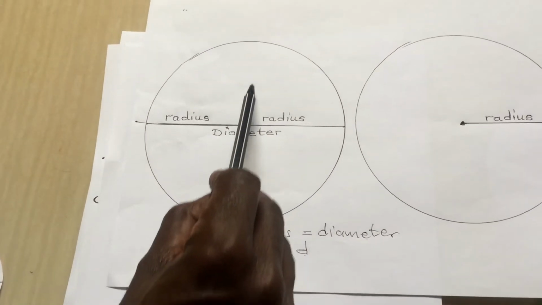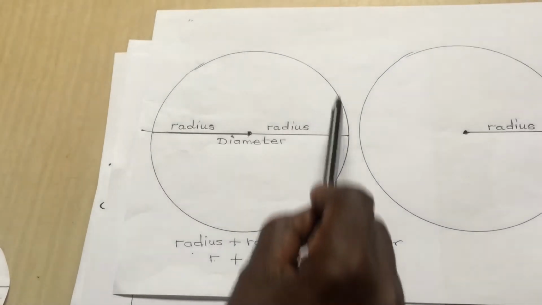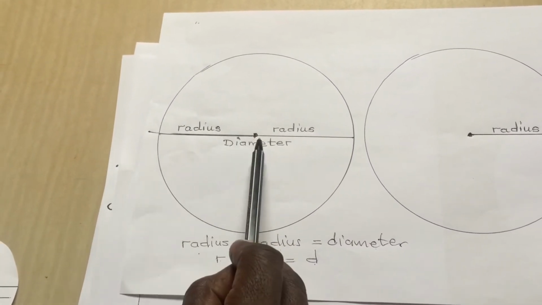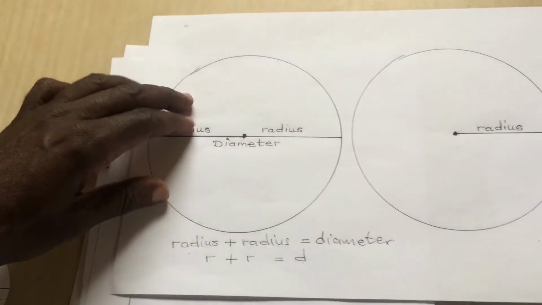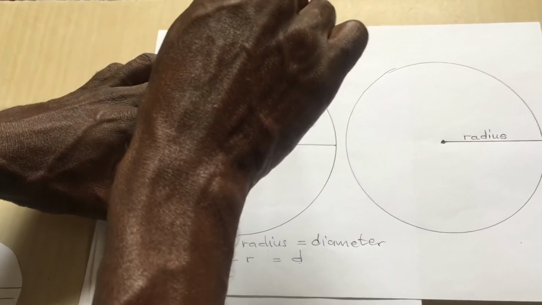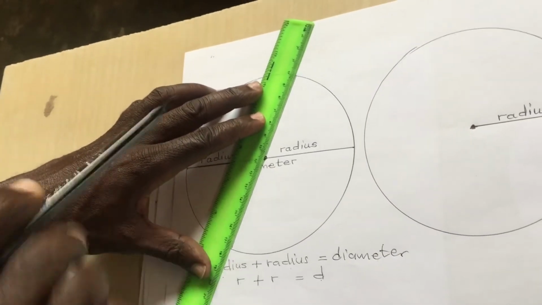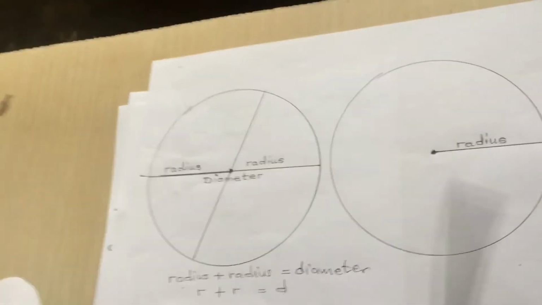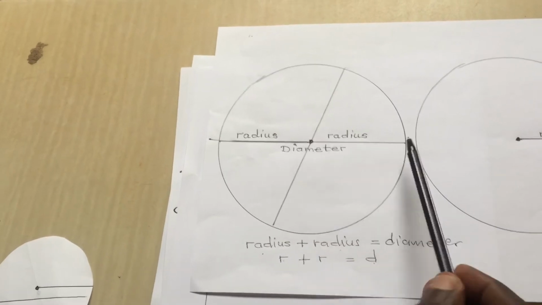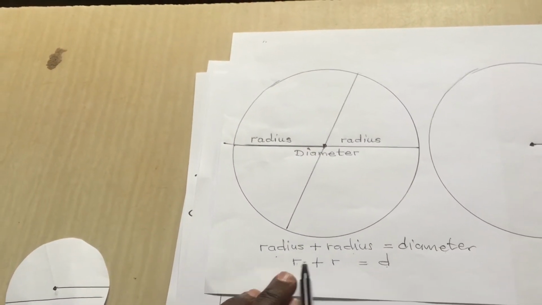Even when it comes there, the radius is the same. So all radii of a circle are the same, even the diameter. If I have another line, a diameter passing through the circle, this is also called the diameter. If this diameter is 20, this will be 20. They are equal. So no wonder it is r plus r.